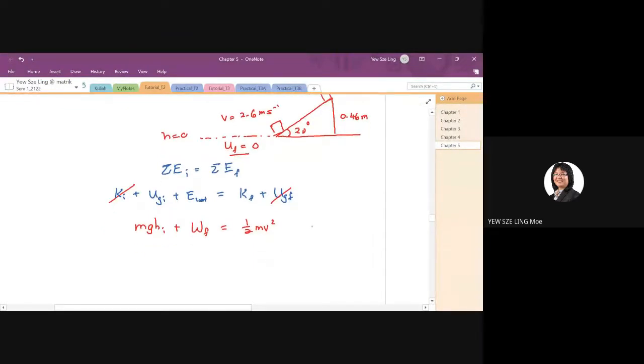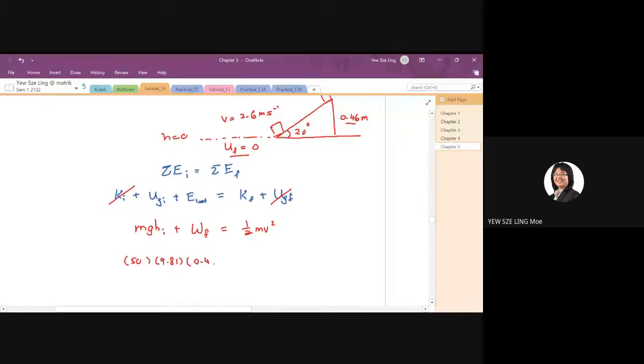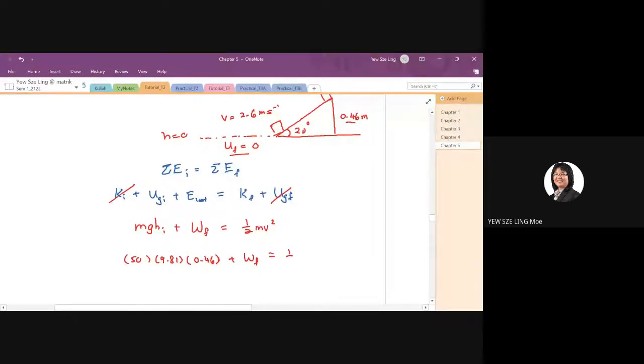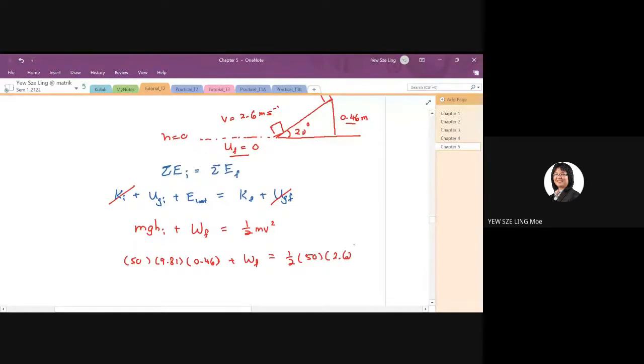If you look at this equation, you cannot cancel out the m, therefore we need to substitute the values. The value given is 50 kg. So 50 times 9.81 times the height, which is 0.46 meter, the height of the hill, plus WF, the energy loss, equals 1 over 2 times 50 kg times the V final, which is 2.6 squared.